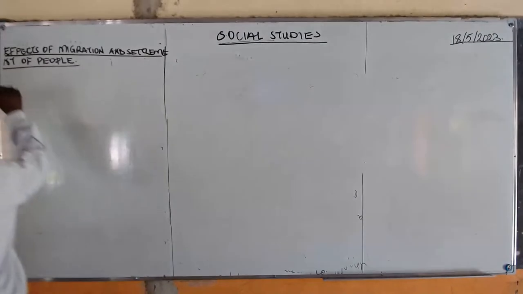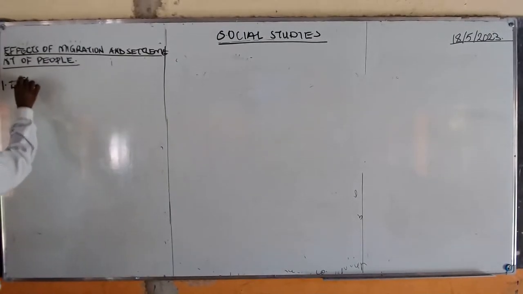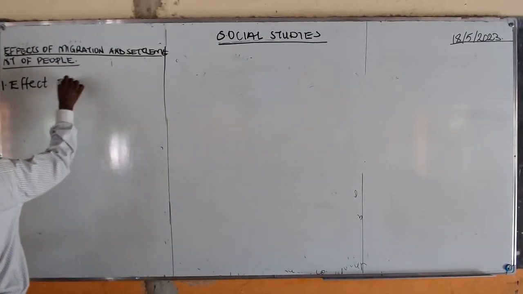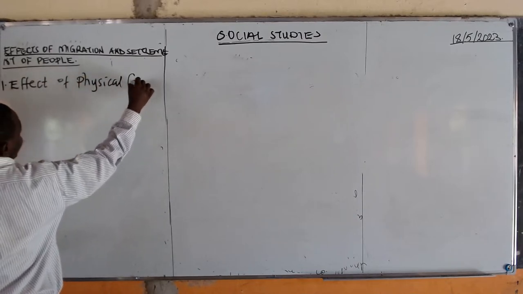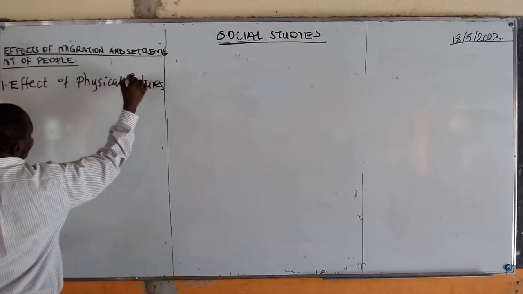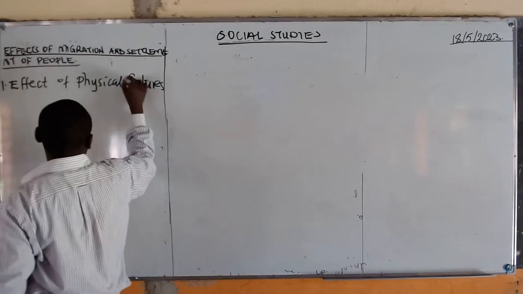And this one you can write. Effect of physical feature. In social studies, we have physical features.